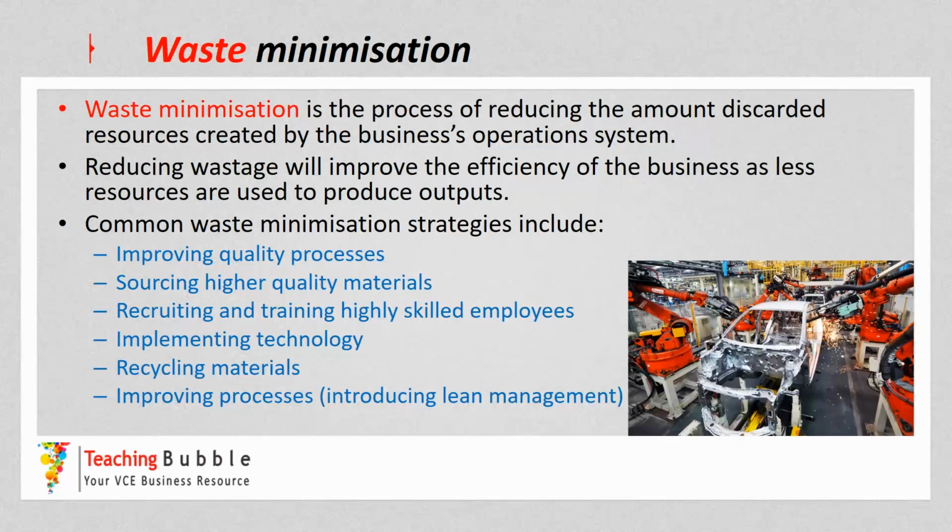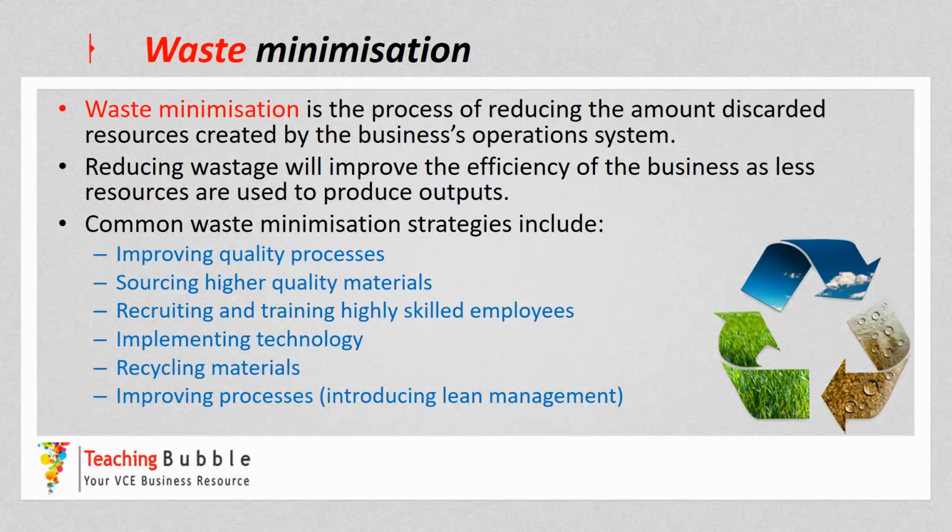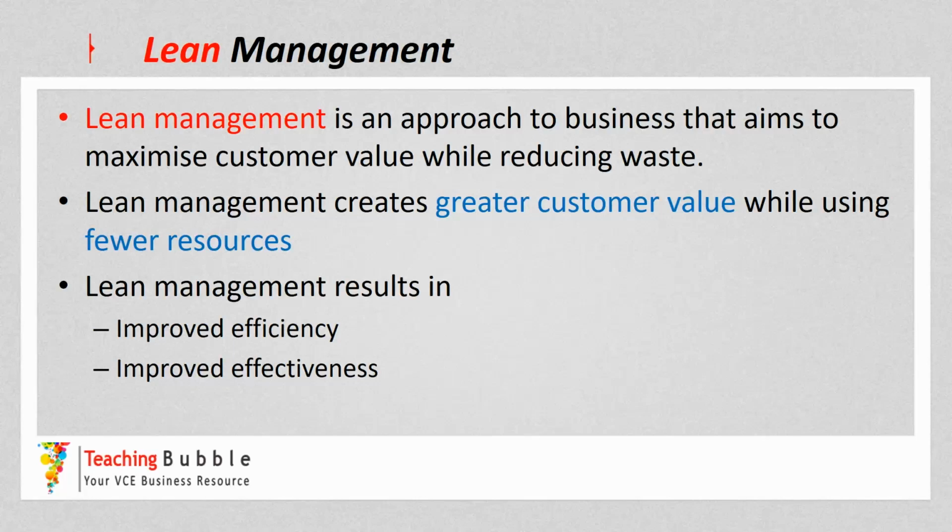Implementing technology so that it can work in a faster manner than humans can, and also possibly in a more accurate manner. Recycling materials can also help reduce the wastage because it reuses those actual resources. And also improving processes, which we're going to look at by introducing lean management. Lean management is part of our study design. It is specifically listed in our study design, and it is one strategy that aims to reduce or minimize wastage throughout the production process.